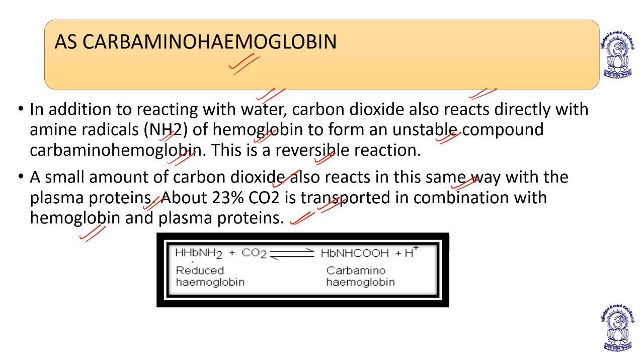So this is reduced hemoglobin with NH2 moieties. It combines with CO2 to form carbaminohemoglobin, along with the release of H plus. So in addition to reacting with water, carbon dioxide also reacts directly with the amine radicals of hemoglobin to form an unstable compound, carbaminohemoglobin. This is a reversible reaction. A small amount of CO2 also reacts in the same way with the plasma proteins. About 23% of CO2 is transported in combination with hemoglobin and plasma proteins.